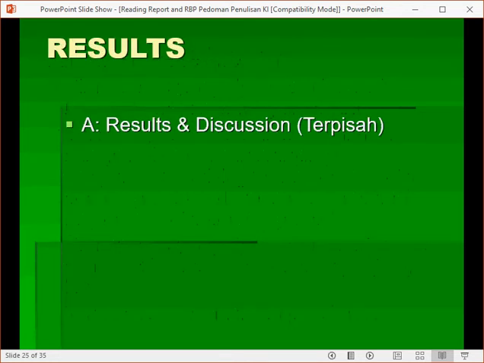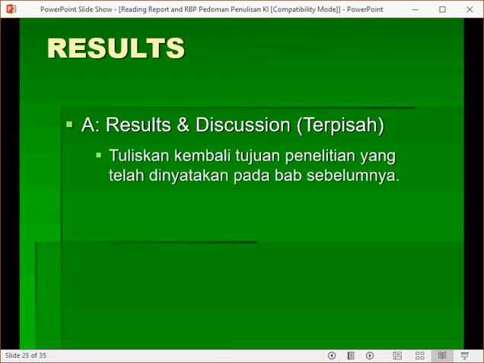Result, number 3 is result. Result and discussion could be separated. Results mean the findings of the research. Discussion is where we discuss the correlation between the findings and the theory that we want to describe. So discussion is much larger than the result. The result contains the data.